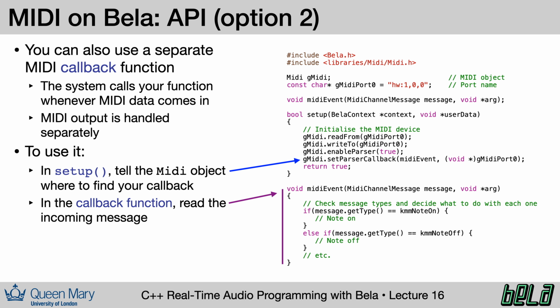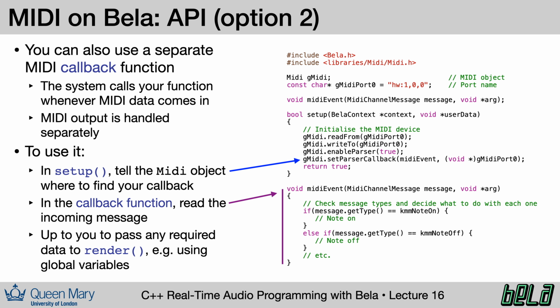We can then check its type and take the appropriate actions depending on what kind of message it is. If you use this version of the Bela MIDI API, your MIDI event function will be called in a different thread than the audio thread. This matters for a couple reasons. First of all, it means that you can't directly generate any audio events from within your MIDI event function. We have to wait till the render function to do that.